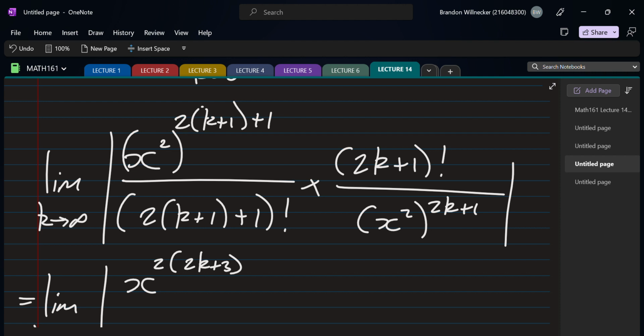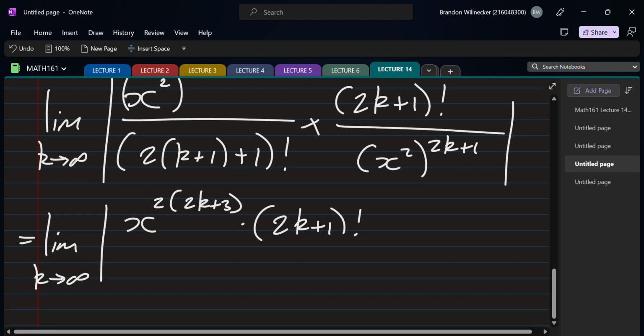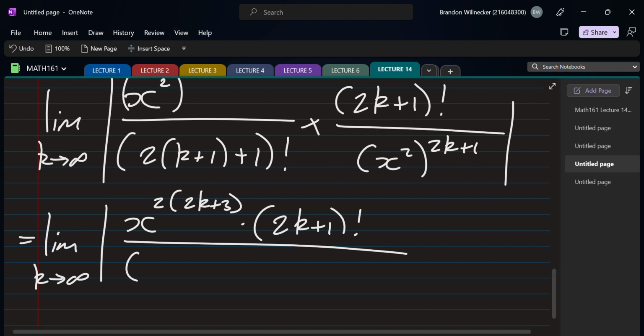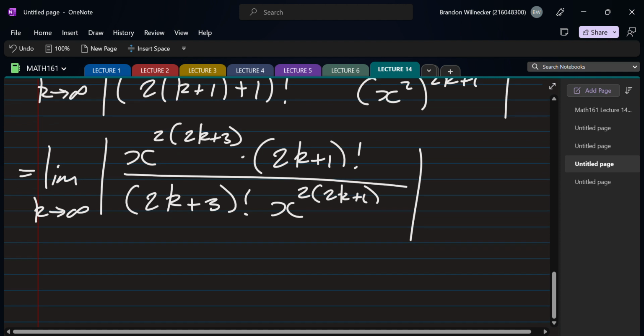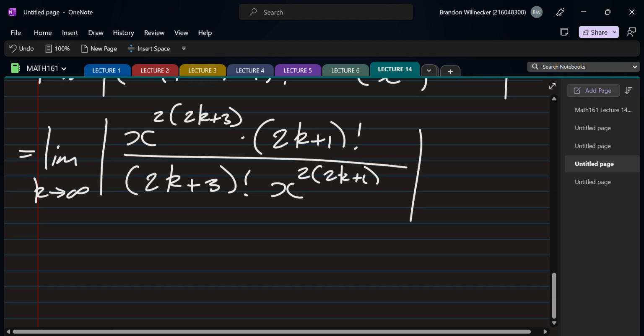So that upper exponent will be 2k plus 2 plus 1, so 2k plus 3. We'll leave it like that. And then when we multiply it inside, we need to multiply everything by 2, but we'll do that in the next step. And then we have 2k plus 1 factorial. And then here, this will be 2k plus 2 plus 1, so 2k plus 3, all of that factorial. And then here will be x to the 2k plus 1.